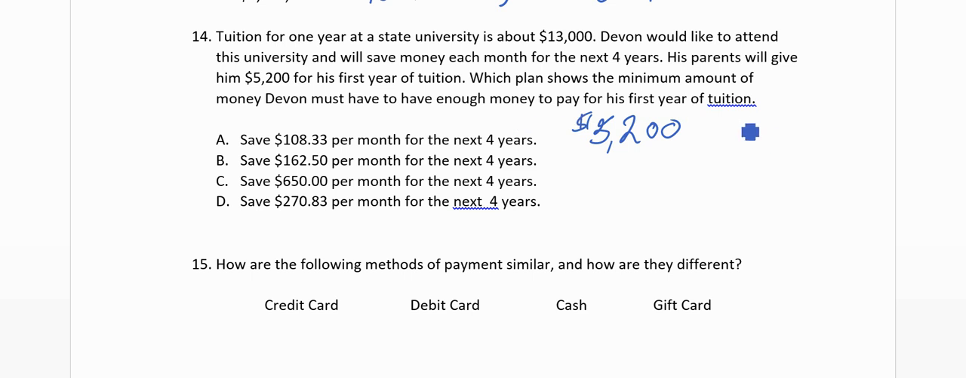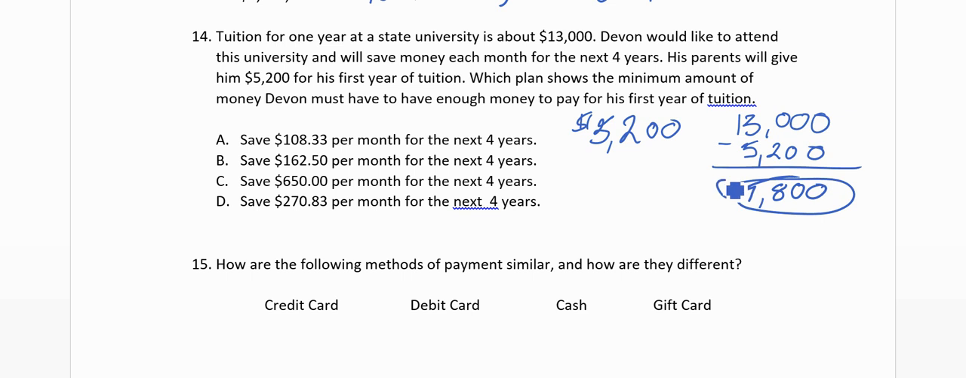Okay, so he needs $13,000, but he's going to be given $5,200. So that's money he doesn't have to save. So we're going to subtract that away. And when I subtract that, I get 7,800. Okay, so this isn't my answer, but this is how much he needs to save. And he has the next 4 years to do so, and he's going to save each month. So in 4 years, there's 12 months in each year. I have 48 months, or 12 times 4.